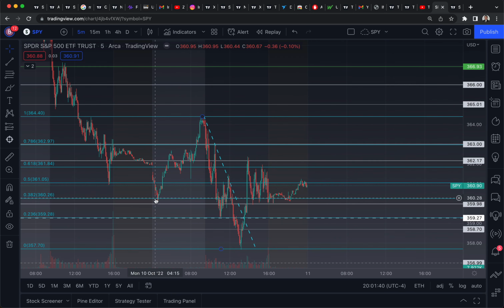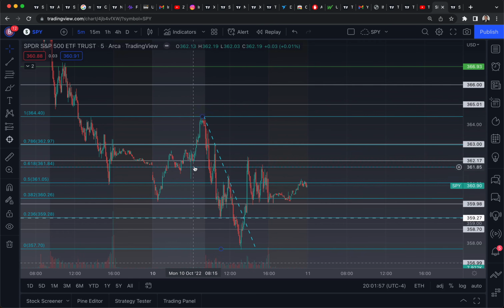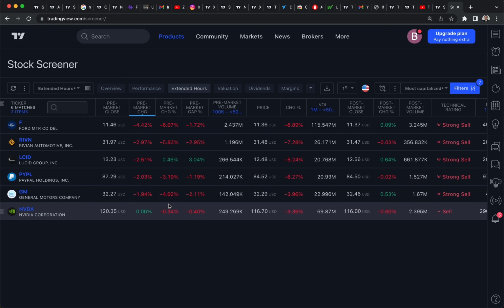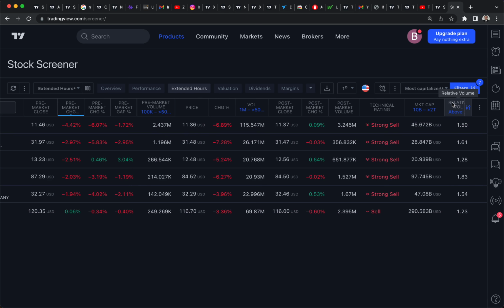And despite SPY holding strongly in the pre-market session, Nvidia was selling off, or was sort of holding, but still selling off. It only moved up 0.06%, whereas SPY made almost a $2 move pre-market. So that's what we're looking for here. We're looking for relatively weak stocks. We're also looking for stocks that have decent relative volume.